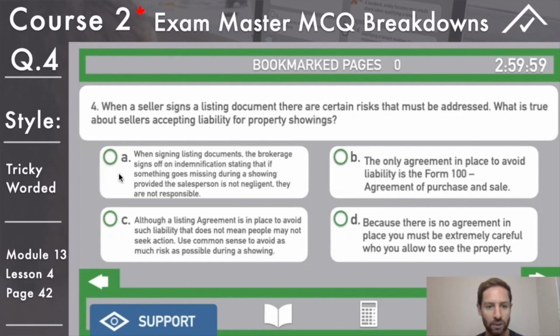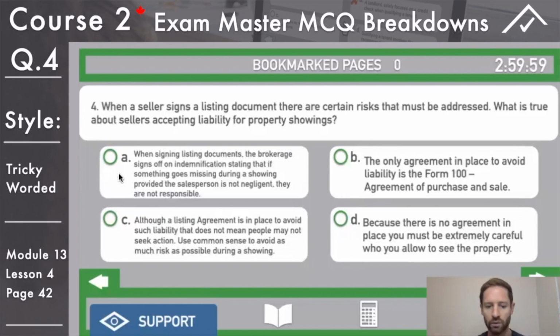Okay. A, when signing listing documents, the brokerage signs off on indemnification, stating that if something goes missing during the showing, provided the salesperson is not negligent, they are not responsible. Okay, kind of a tricky little word there. They just replaced the brokerage signs off. The seller actually signs off on this, believe it or not.